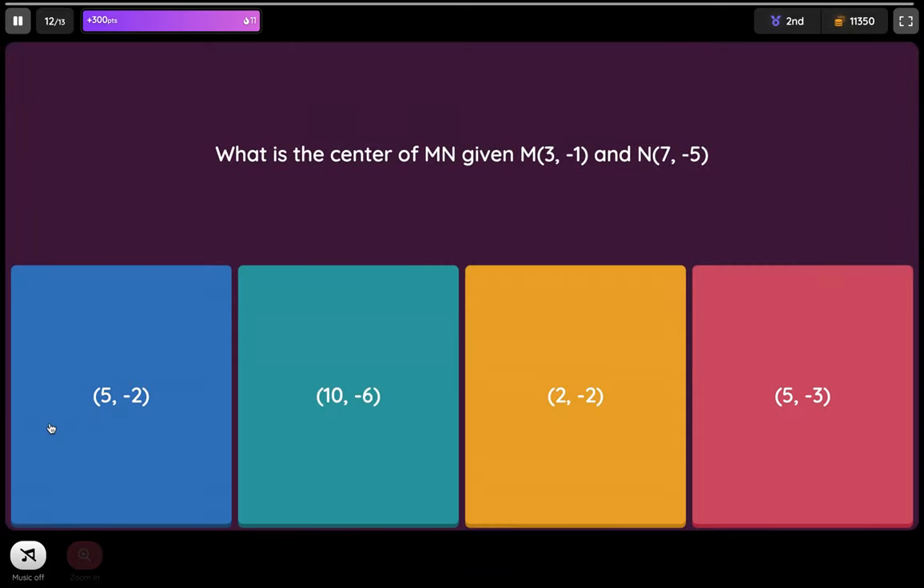What is the center of MN given M is 3 and negative 1 and N is 7 and negative 5? 3 plus 7 is equal to 10. 10 divided by 2, 5. Negative 1 plus negative 5 is equal to negative 6 divided by 2, negative 3.